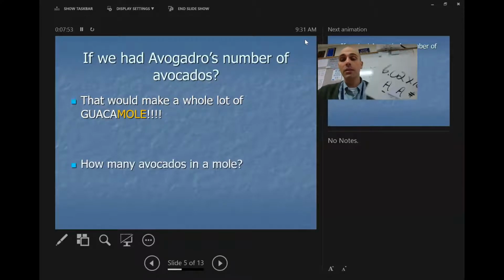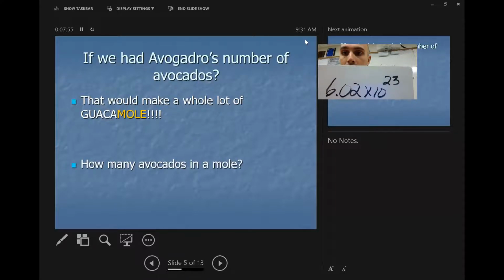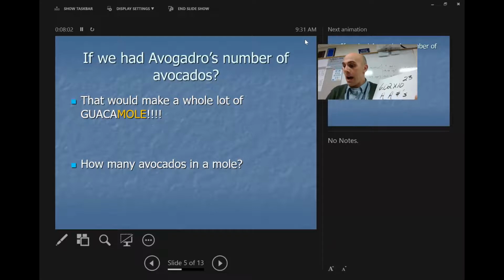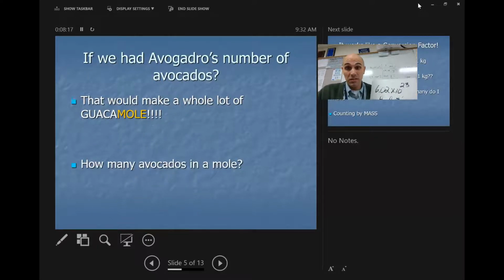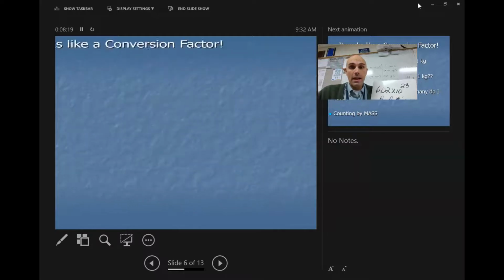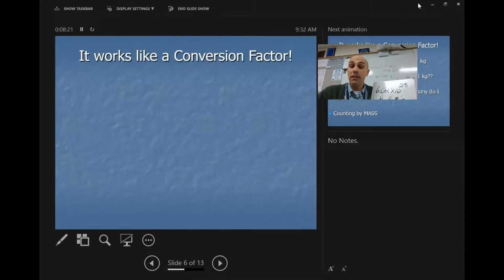So how many avocados would you have in 1 mole? That many. Please remember that no matter what we're talking about, how many water bottles in 1 mole? How many computer mice in 1 mole? How many markers in 1 mole? It's always 6.02 times 10 to the 23rd. Extremely important. It works like a conversion factor. Really, really important.